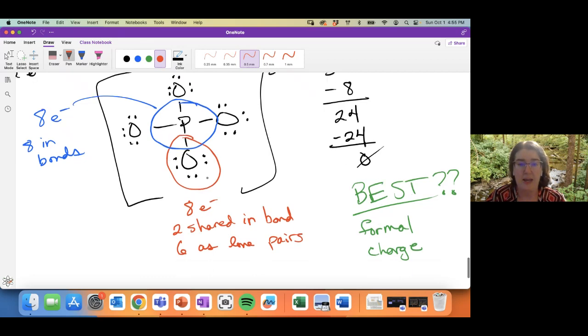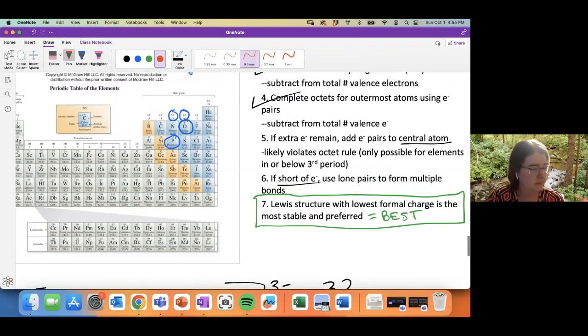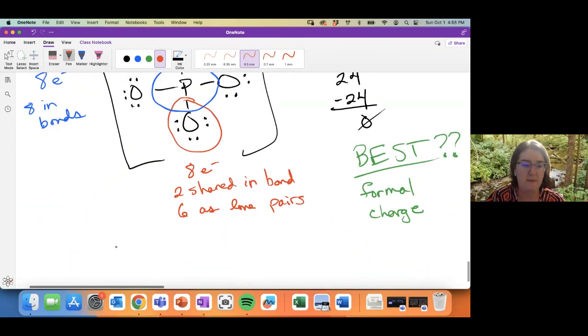I'm going to look at the total number of valence electrons on my oxygen, which is still 6, didn't change. If I forgot, I can go back to the periodic table. Then I'm going to subtract the number of sticks. So this is valence minus sticks minus dots.